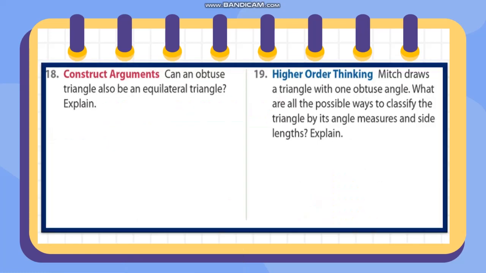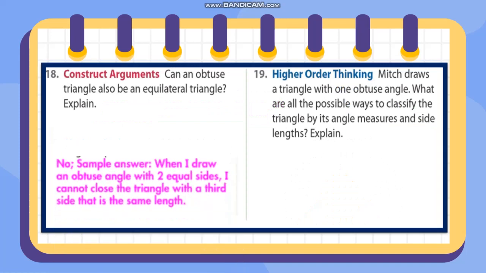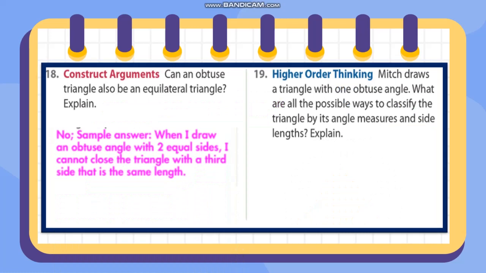Question number 18. Can an obtuse triangle also be an equilateral triangle? The answer is no. Why? Because when you draw an obtuse angle with two equal sides, you cannot close the triangle with a third side that is the same length.